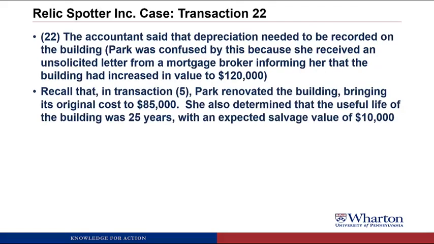Transaction 22. The accountant said that depreciation needed to be recorded on the building. Park was confused by this because she received an unsolicited letter from a mortgage broker informing her that the building had increased in value to $120,000. Now recall that in transaction number 5, Park had renovated the building, bringing its original cost to $85,000. She also determined that the useful life of the building was 25 years with an expected salvage value of $10,000.